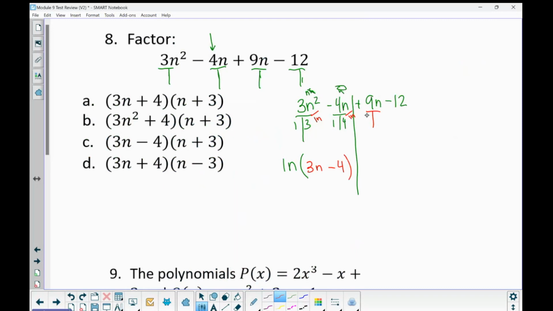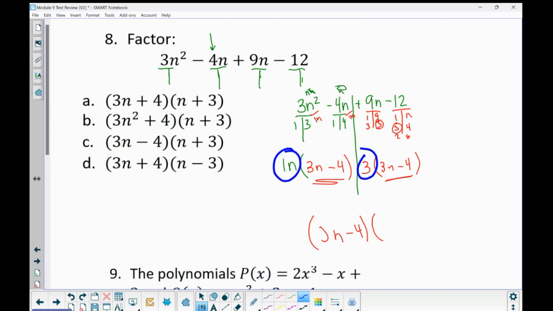On the other side. Multiples of 9 include 1, 9, 3, and 3. Multiples of 12 include 1, 12, 3, and 4, and 2, and 6. Biggest number they have in common is a 3, so I'm going to pull out a 3. They, however, don't have an n in common, so I'm not pulling out an n. 9n divided by 3 is 3n, and negative 12 divided by positive 3 is negative 4. My two inside parentheses match, so that is my first factor. And my second factor are my two GCFs, which is 1n and 3, which is the same as just n plus 3. And that is going to be letter C.